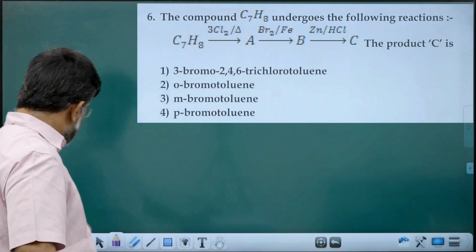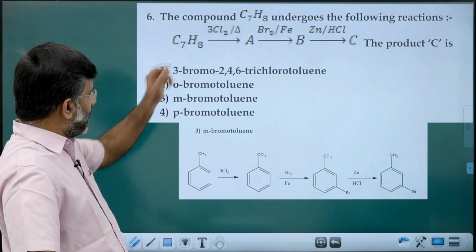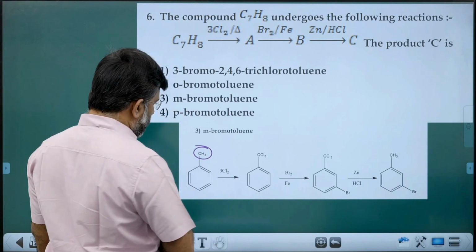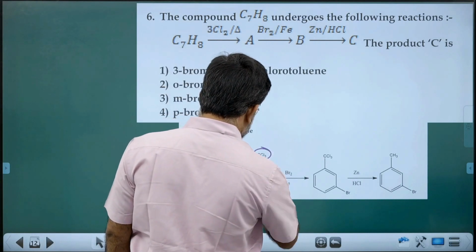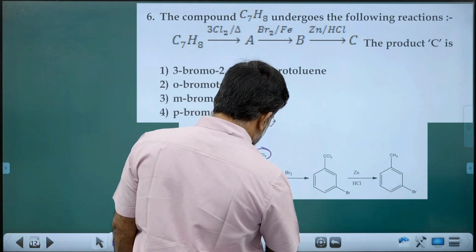So what will be the consequence? Toluene, that is C7H8, when you chlorinate, all the hydrogens in the side chain will be replaced by chlorine and you get CCl3. Now it is electrophilic substitution, bromine will come at this position.